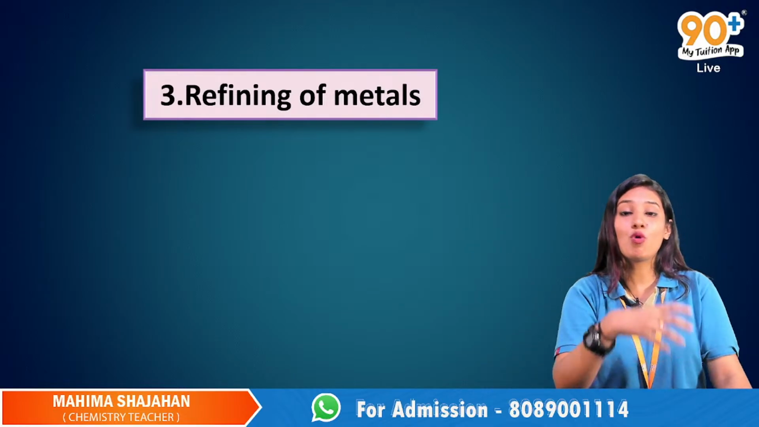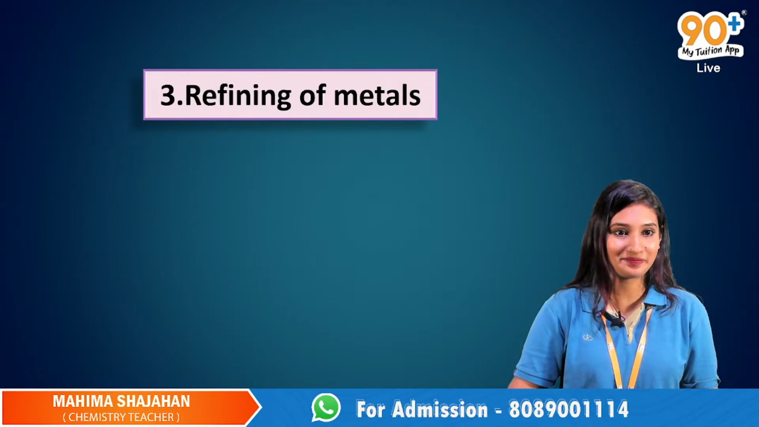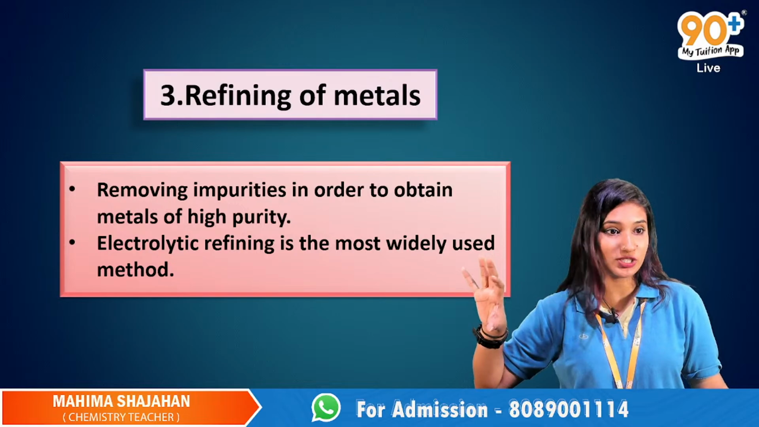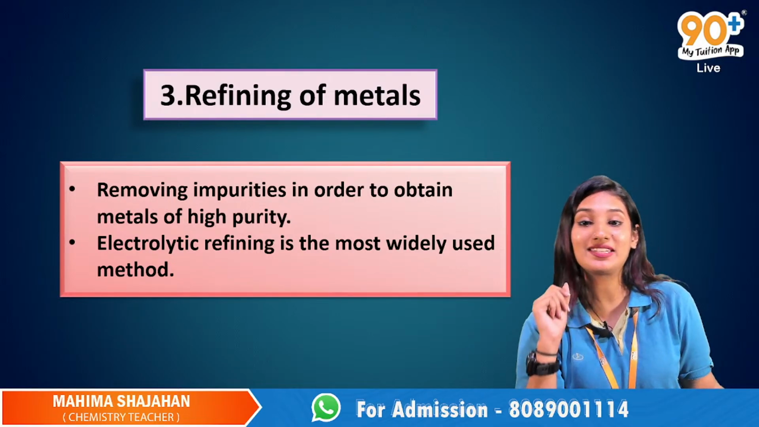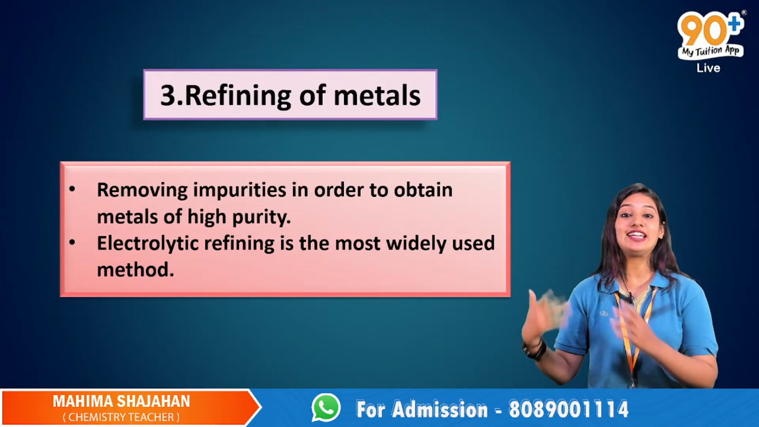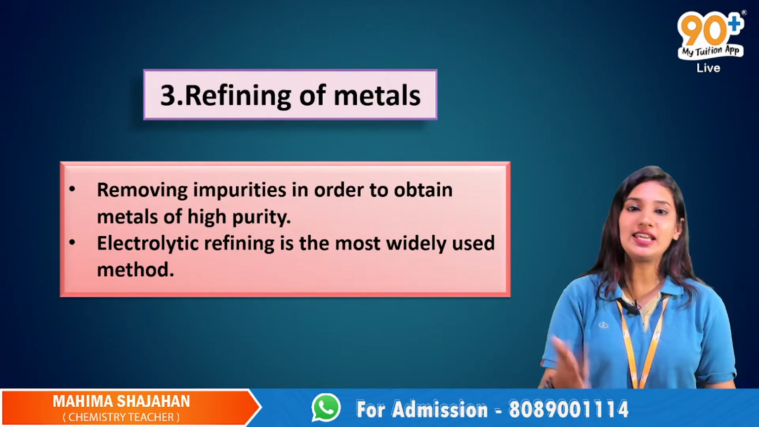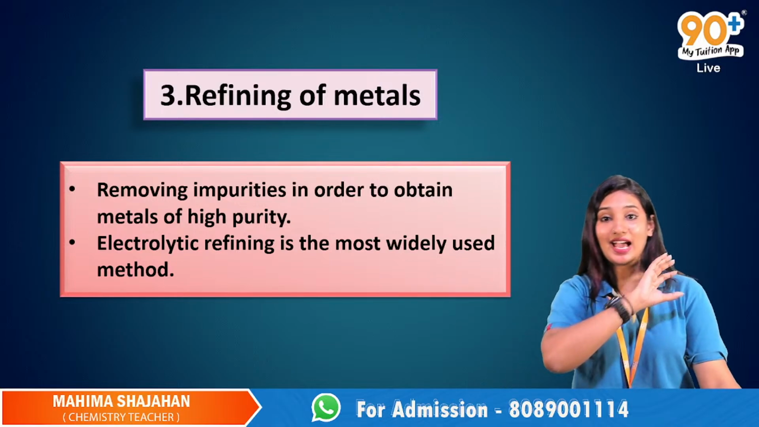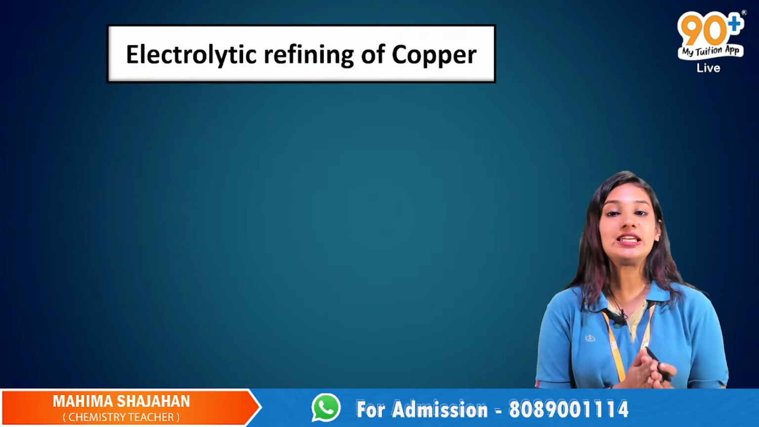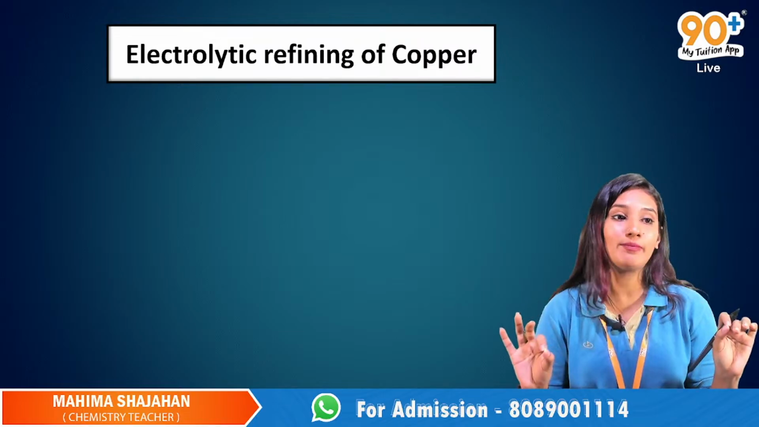Okay, and what is the most common method of refining metals? It is electrolytic refining. Yes, the metals will be contaminated. We need to remove the impurities in order to obtain metals with high purity. The most common method that we use is electrolytic refining. We conduct the electrolytic refining of copper, nickel, tin in order to get highly purified metal. Now let's see in detail the electrolytic refining of copper, and this is a very important topic, guys.